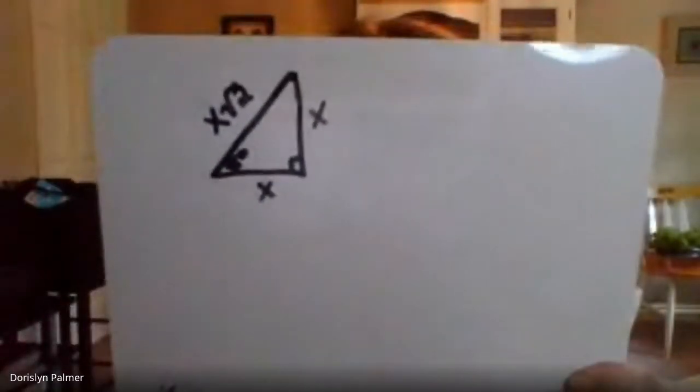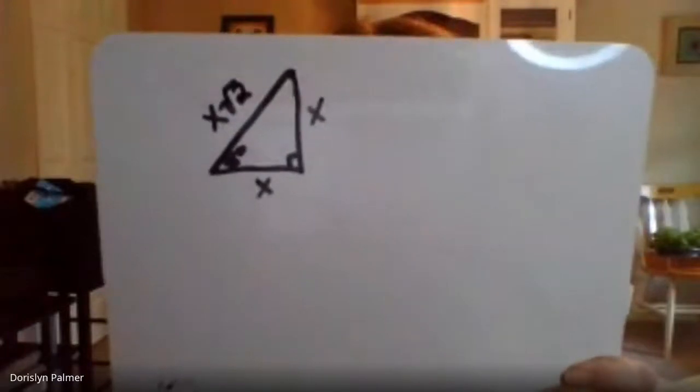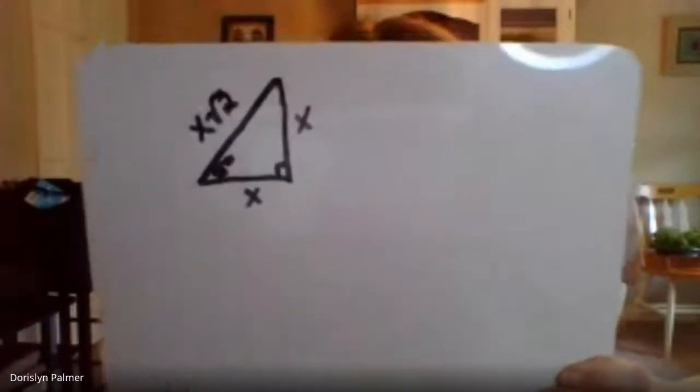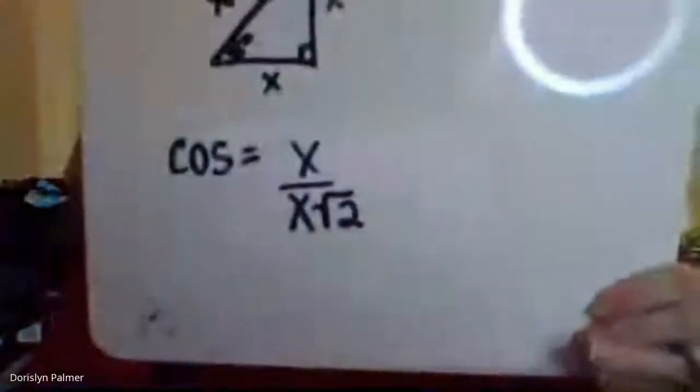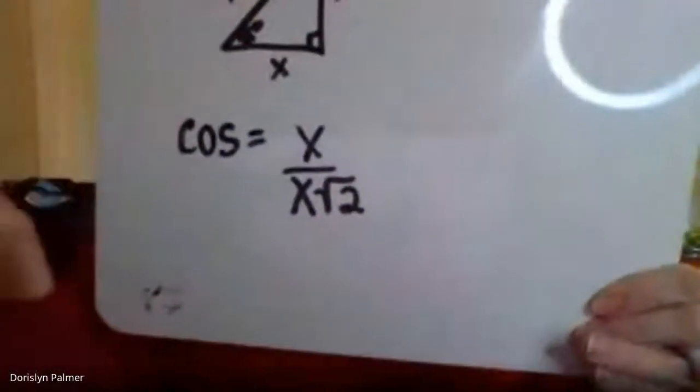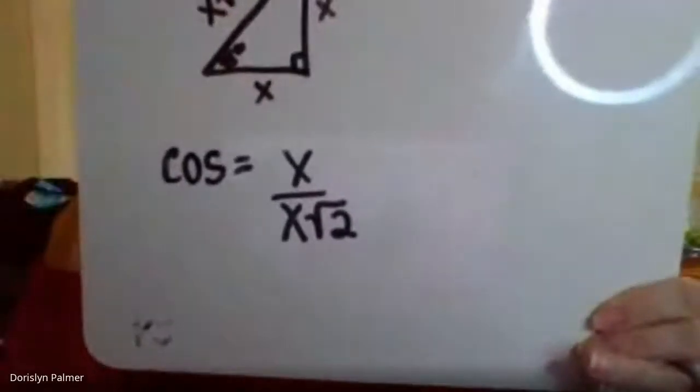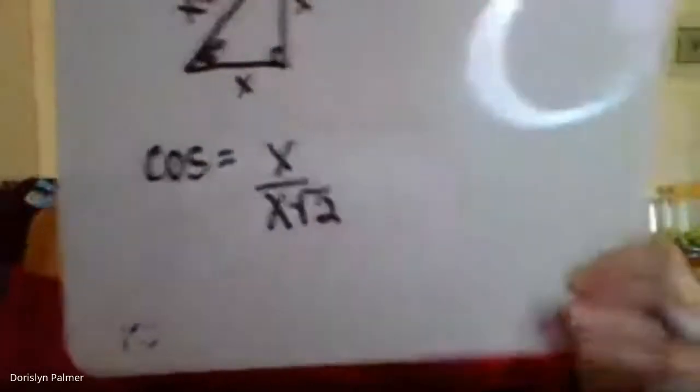Okay. So they say use a special right triangle to express the cosine of 45 degrees as a fraction and a decimal. Okay, cosine. Cosine is adjacent over hypotenuse. X over x root 2. Just so happens your opposite and your adjacent are the same in a 45, 45, 90. You can cross out your x's. 1 over root 2.